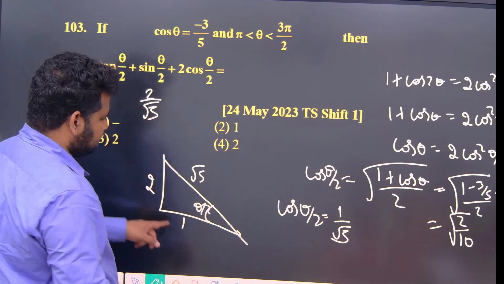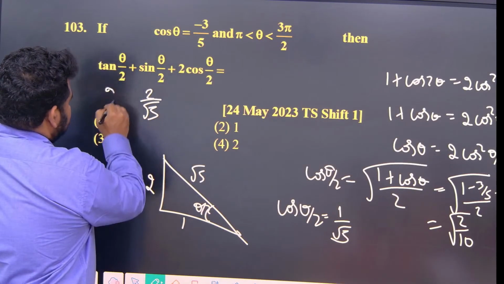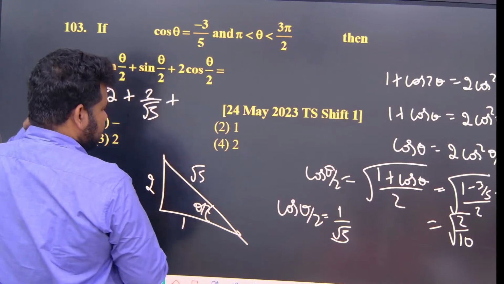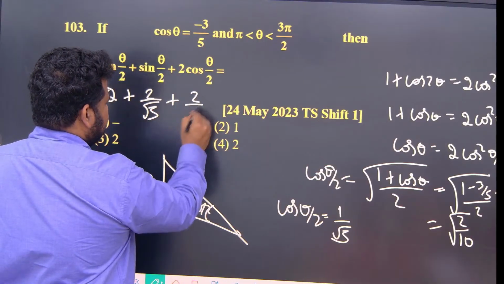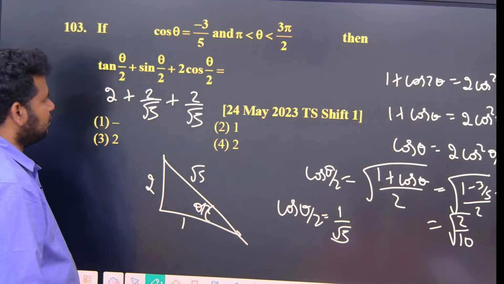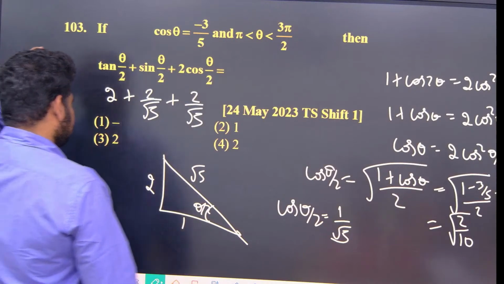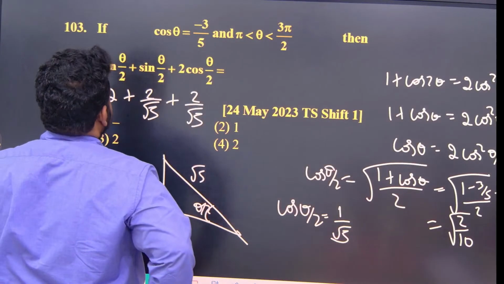Tan theta by 2 is what? 2. 2 cos theta by 2 is what? 1 by root 5. 2 into 1 by root 5 is 2 by root 5. Correct na? 2 by root 5. So what is this we are having? 2 plus 2, 2 plus 4 by root 5.